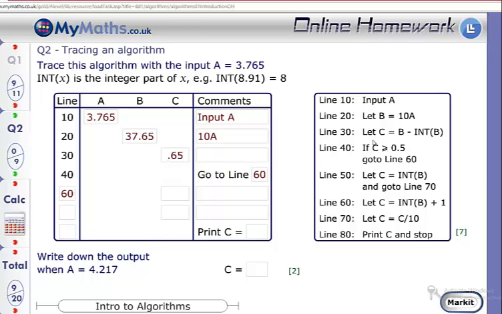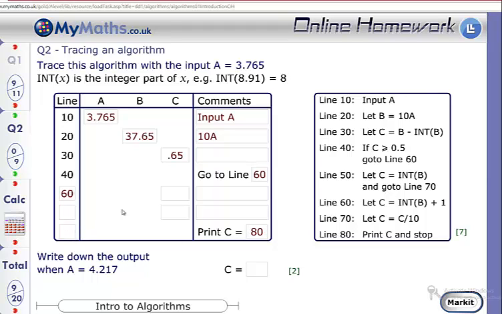Should I put 0? You don't need to. I don't think so. So it says go to line 60 here because of what's called... Look, it says if C is greater than or equal to 0.5, print... Is C greater than or equal to 0.5? Is it? Then it says go to line 60. So you went to line 60.